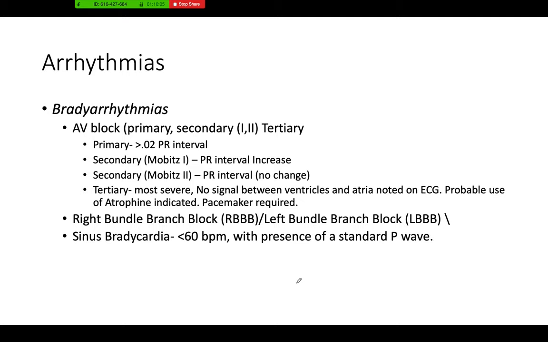Bradyarrhythmias, just much slower heartbeats. You can have a primary block with a large PR interval. Secondary is a PR interval increase. Secondary type 2 is a PR interval that does not change. And so with secondary Mobitz type 1, we have a PR interval that slowly gets larger, larger, larger. And with secondary type 2, the PR interval just stays large.